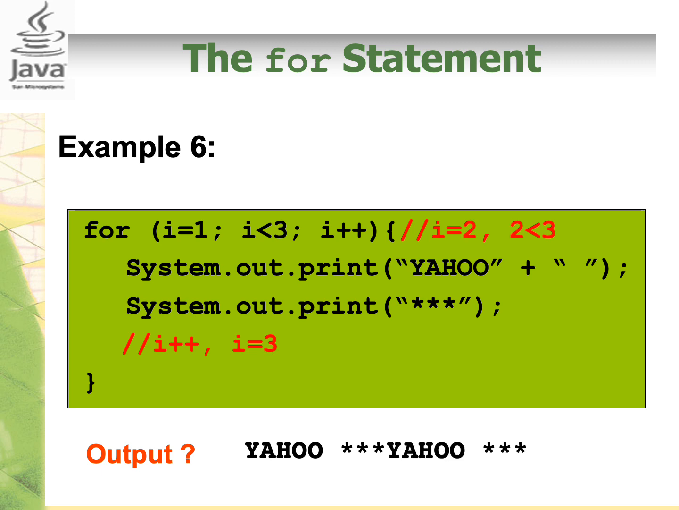In the second round, i is equal to 2. 2 is less than 3, so that is true. It will display another Yahoo, space, and then the 3 stars. i now becomes 3. When it checks the condition, 3 is not less than 3, so it becomes false and exits the loop.